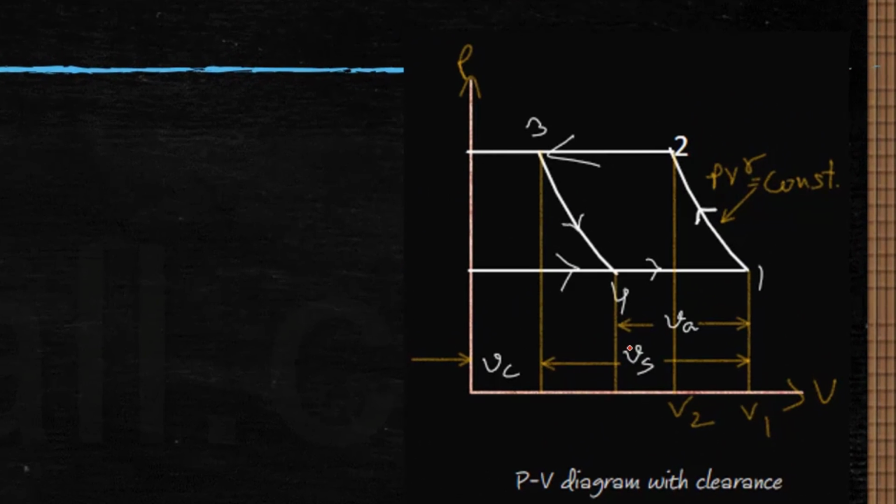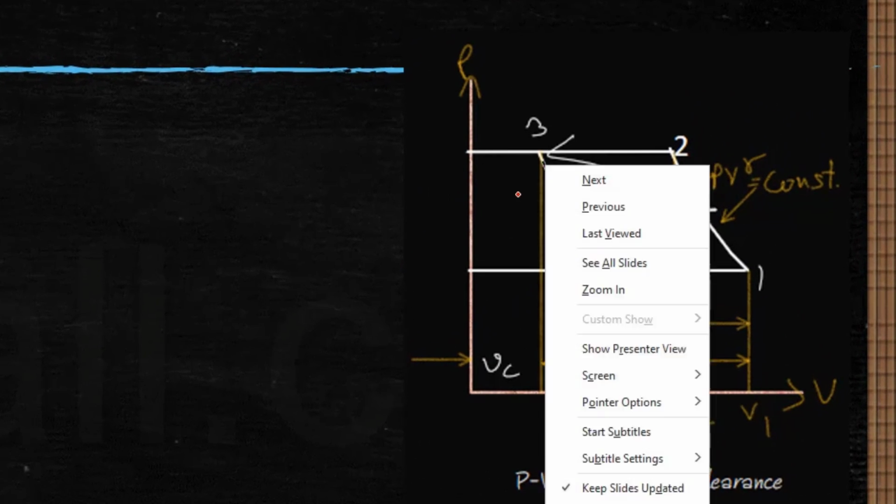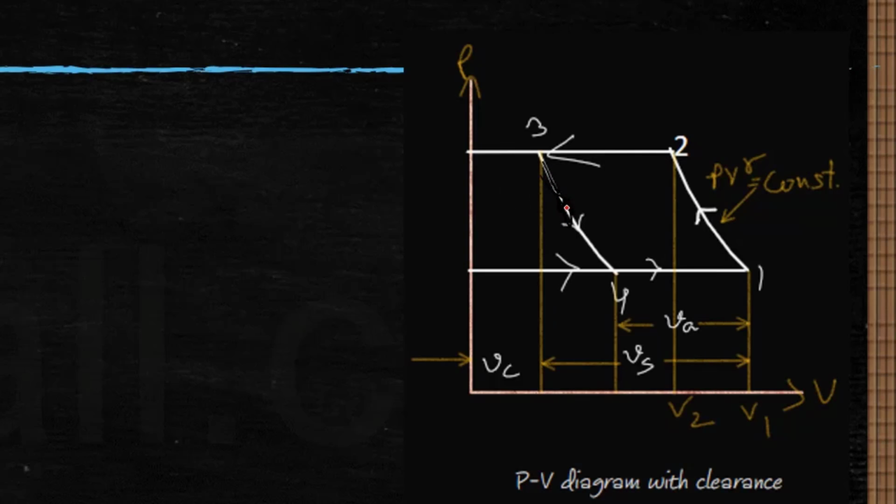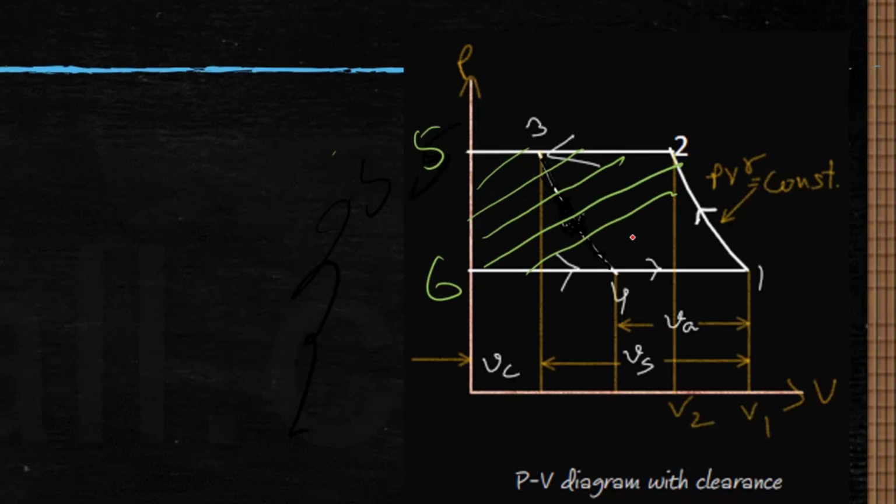Now let us see how we can deduce the formula for work done for the same single stage compressor but with clearance volume. You do not consider this line. Suppose this is the process. So work done, if there is no clearance volume, then it will be 1, 2, 5, 6, 1. So this is the work done for without clearance volume.